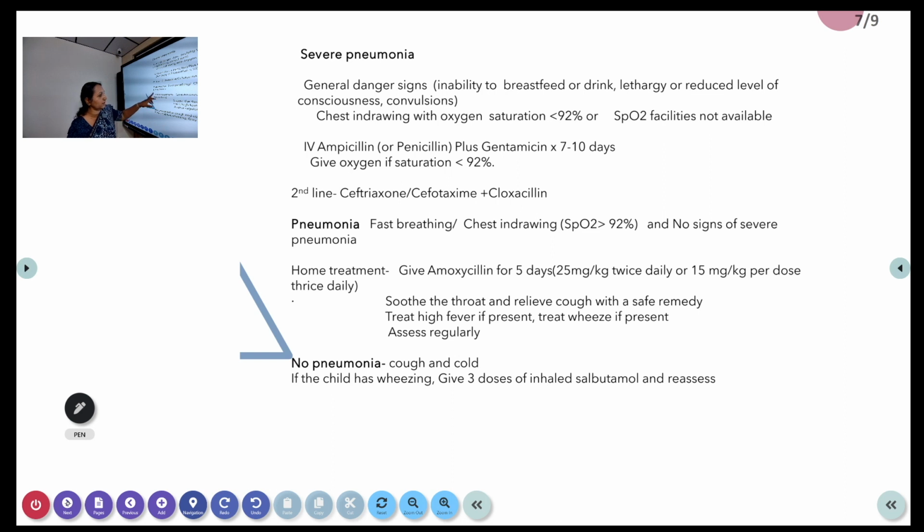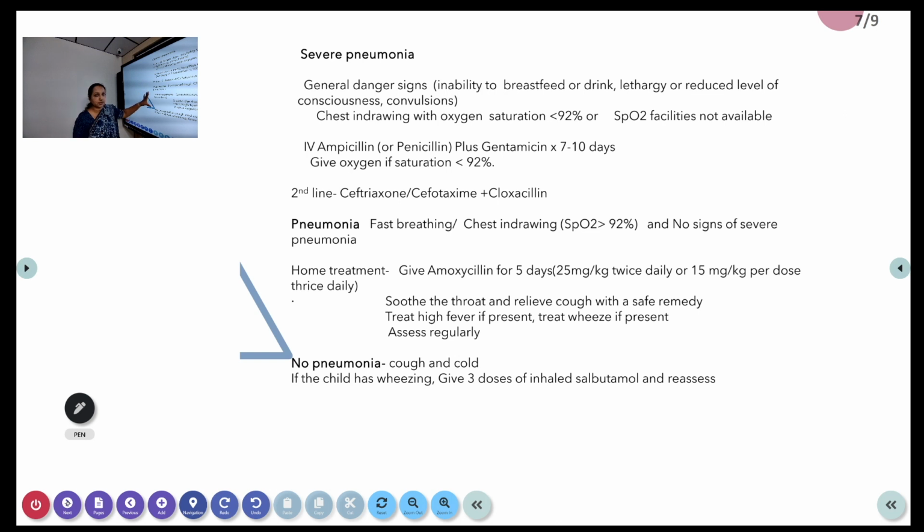In pneumonia you get fast breathing, along with some chest indrawing, but the saturation is above 92%. That means there is no cyanosis, the child is very alert, active, and can take oral feeds. He is not drowsy, he can feed orally, he has fast breathing and some chest indrawing, but it is not very severe. There are no signs of severe pneumonia like drowsiness or feeding difficulties. In those cases, the health worker at the periphery will give amoxicillin for 5 days. That is the treatment for pneumonia.